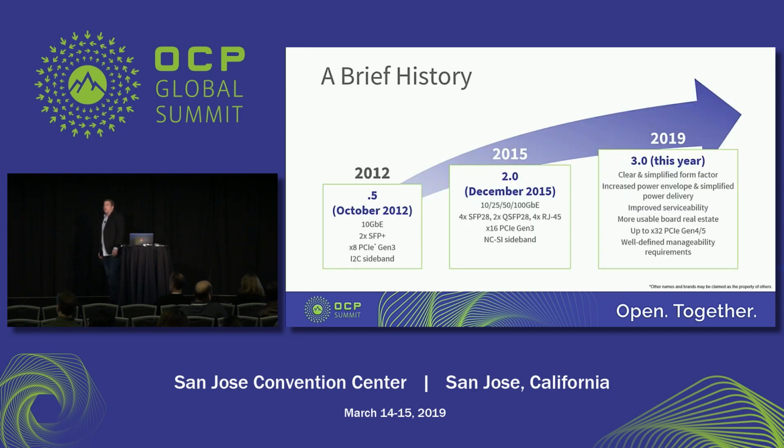So if we just do a little walk through history, where did we start? We started with Facebook coming out in 2012, creating the 0.5 version of the spec. This was really focused on a narrow use model for a NIC. It was a simple design point: 10 gig Ethernet, dual port, with enough bandwidth to satisfy that by 8 Gen 3s, and a relatively simple I2C management interface to the NIC. So this was good for a start, but it was targeted at a particular use model, and realized as a narrow scope.